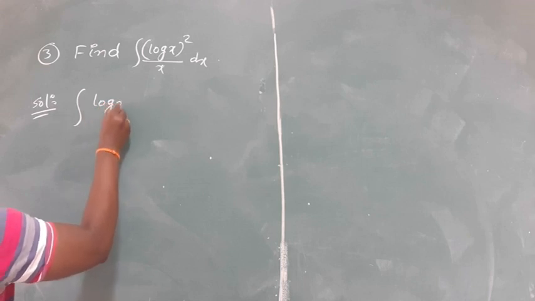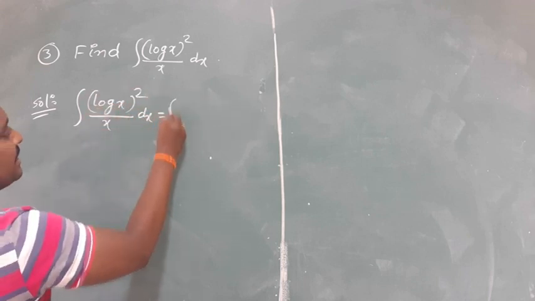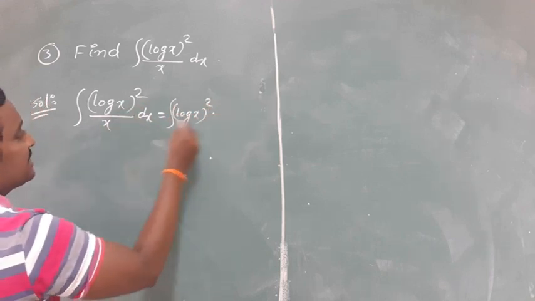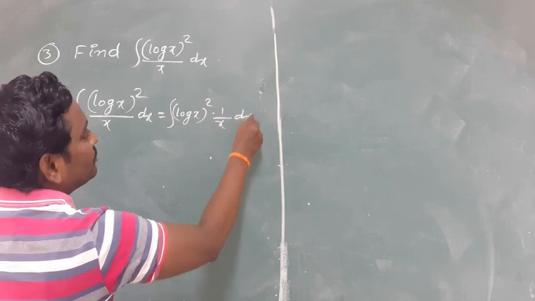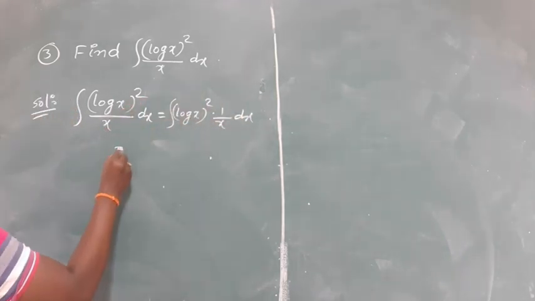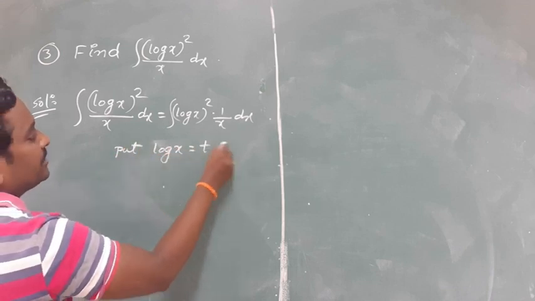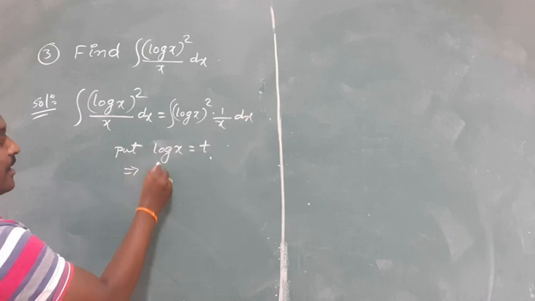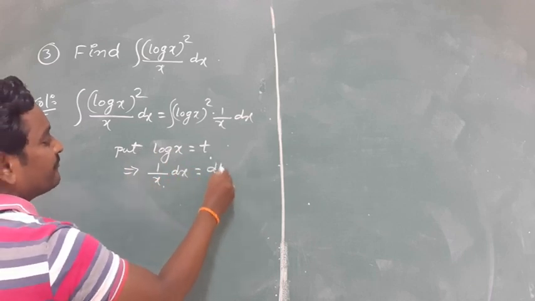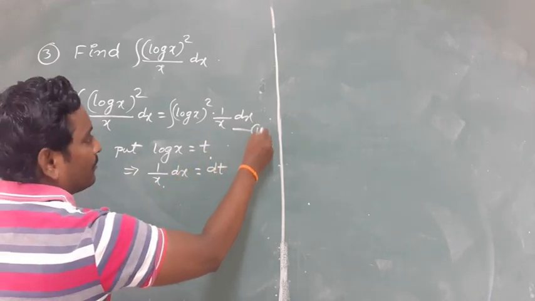That's why first write the given problem as integral log x whole square by x dx, which can be written as integral log x whole square into 1 by x into dx. Please write 1 by x here. Now replace log x is equal to t. So the derivative of log x is 1 by x dx, and the derivative of t is dt directly.